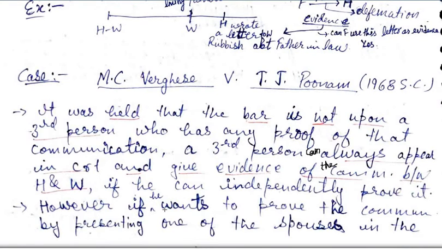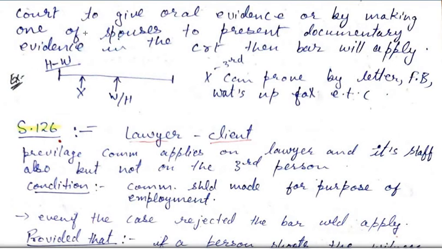However, if he wants to prove the communication by presenting one of the spouses in the court to give oral evidence, or by making one of the spouses present documentary evidence in the court, then the bar will apply. खुद करेगा डॉक्यूमेंट्री एविडेंस तो प्रॉब्लम नहीं है, लेकिन अगर स्पाउस को बोलेगा तुम डॉक्यूमेंट्री एविडेंस प्रूव करो, प्रोड्यूस करो, then the bar will apply. तो अगर उसने डॉक्यूमेंट्री एविडेंस थर्ड पर्सन को दे दिया स्पाउस ने और वो उसको प्रेजेंट करे तब बार नहीं है, लेकिन अगर ये स्पाउस जाके प्रेजेंट करे या फिर स्पाउस जाके ओरल एविडेंस दे, then the bar will apply.